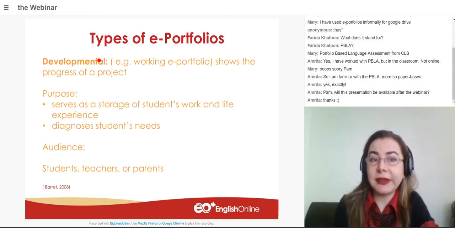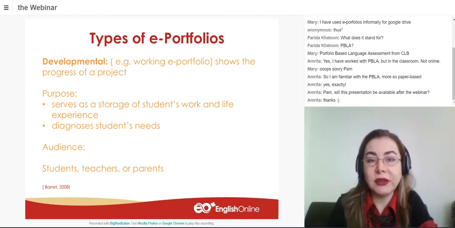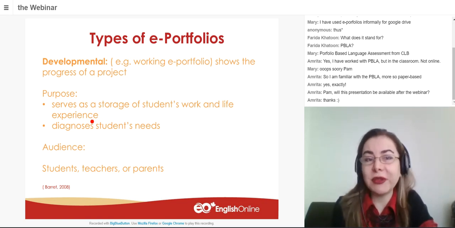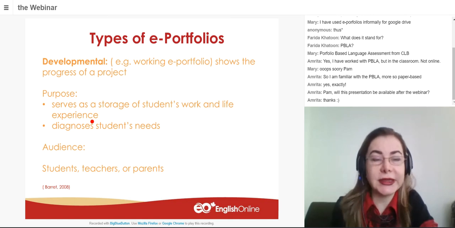So the developmental here is an e-portfolio that you continue to work with. So it shows the progress of a project. If you're still continuing collecting your items or trying to finish a project, then you get to call it developmental in that case. And the purpose is a storage of one's work, and it could be life experience as well. So it's not only related to school.